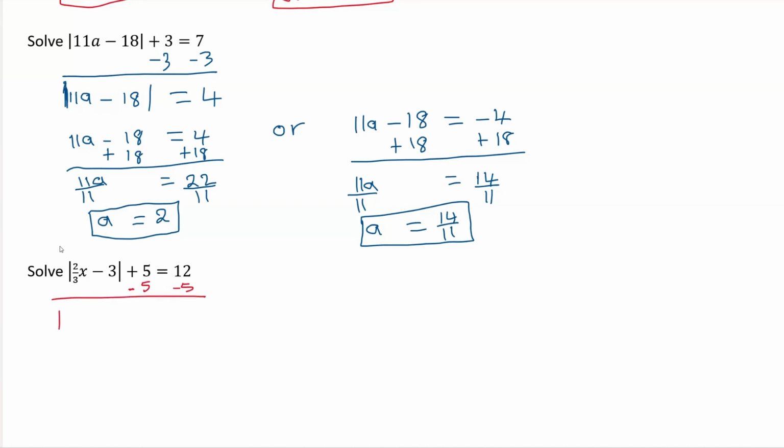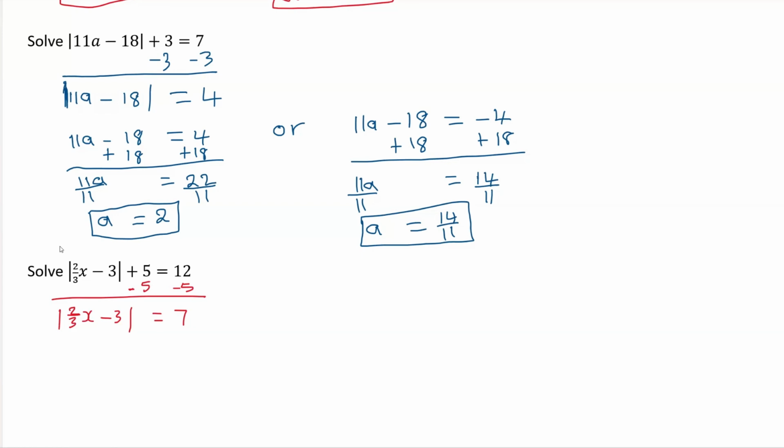So we will have the absolute value of 2/3 x minus 3 is equal to 7. When you subtract 5 from 12, you get 7. Again, the signs are different. You subtract and keep the sign of the larger number. Now we have the absolute value on one side by itself. Then we are going to break it into two equations.